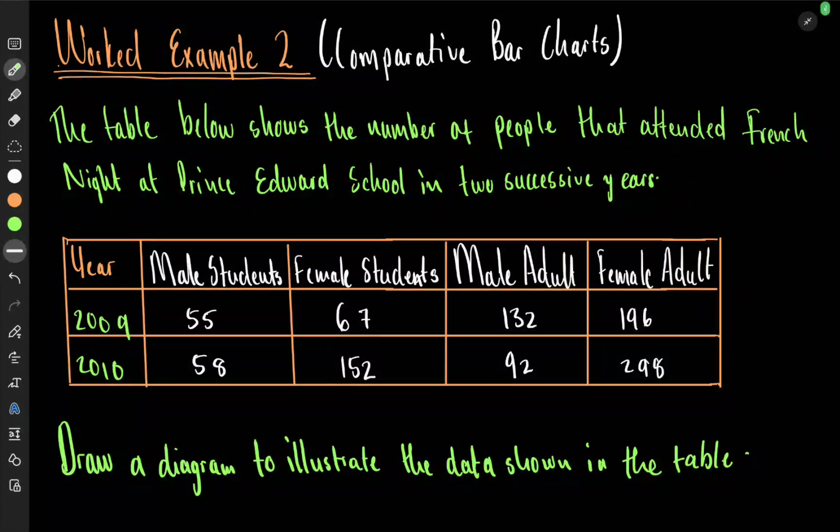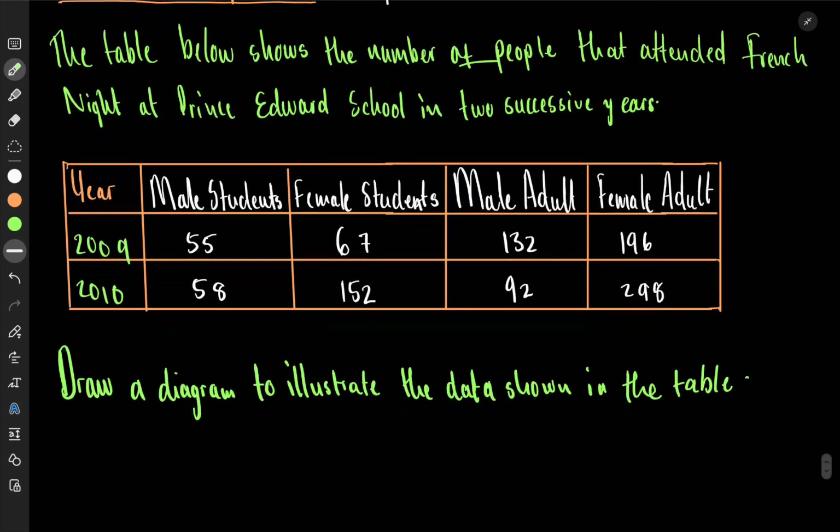Here is our word example 2, and it's a little bit more than what we've seen. Let's see. The table below shows the number of people that attended French night at Prince Edward School in 2 successive years. That's what the table is showing.